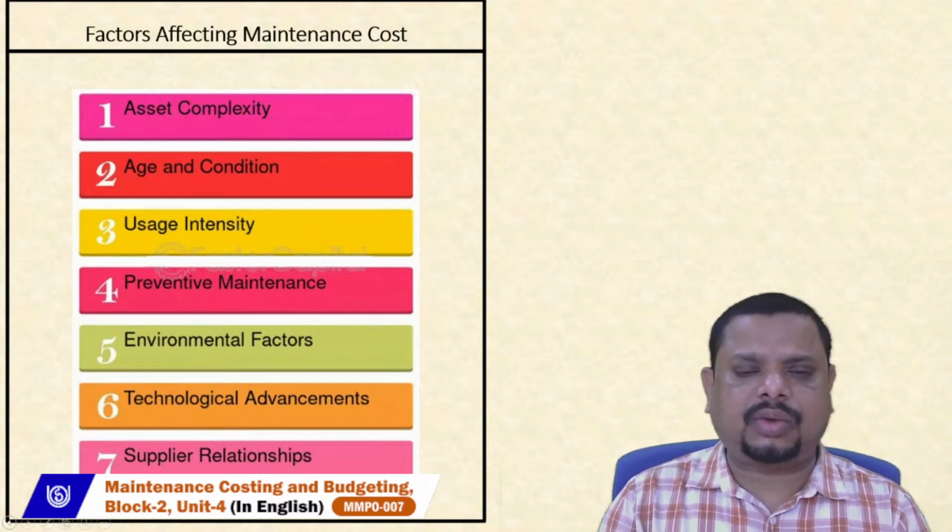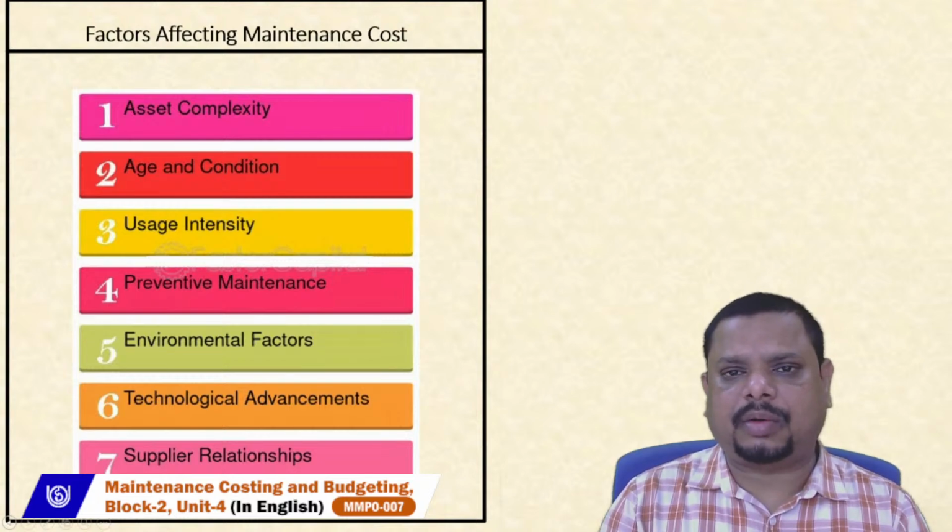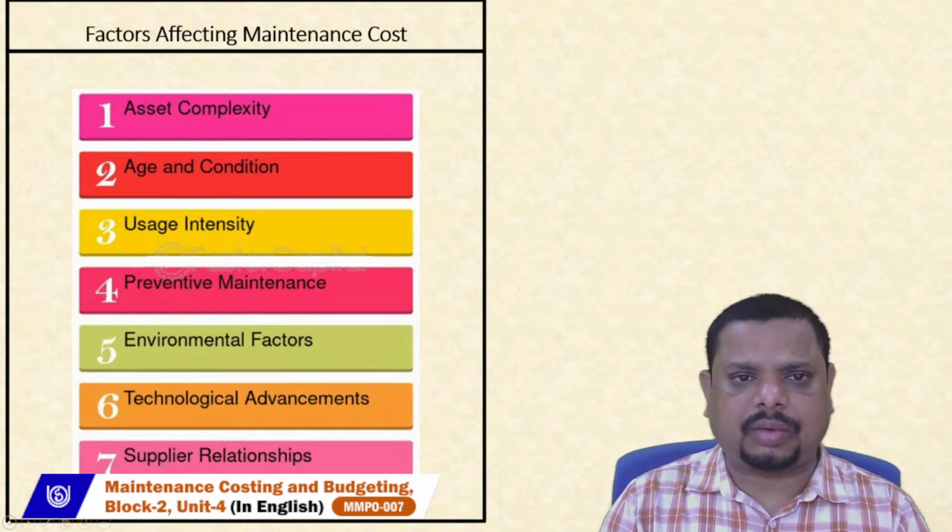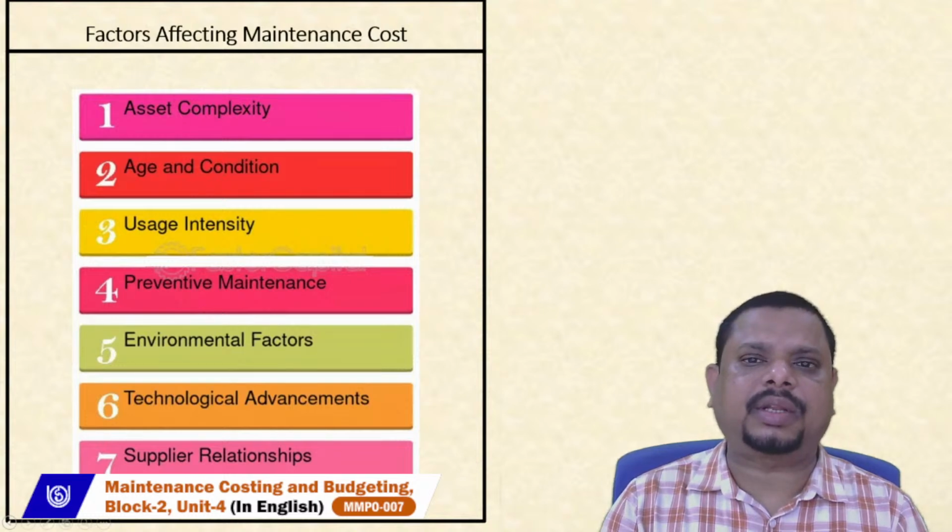The next one is use intensity. If you use the equipment once in a while or once in a day, or you use this particular equipment and machines continuously, that also affects the maintenance cost. The next one is preventive maintenance. Preventive maintenance requires a large amount of documentation. The next important part is the involvement of a large number of workers, laborers, and various spare costs. That also affects the maintenance cost.